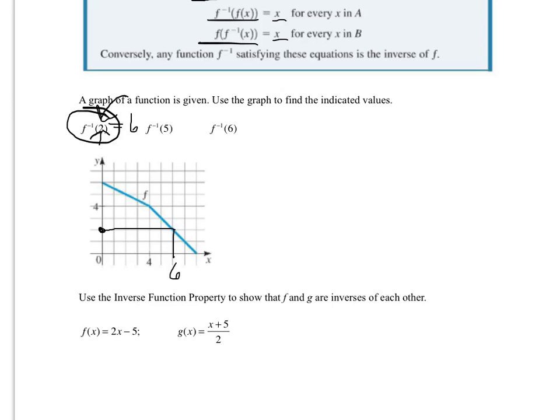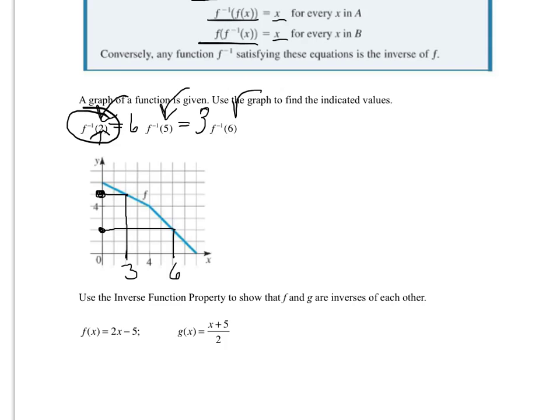What about f inverse of 5? Again, the domain of f inverse is the range of f. So that means this 5 is in the range of f. So where's 5 on the range of f? Here's 5 on the range of f. So what's the function value? What's the number that we have to use in order to get a 5? Well, we go to the graph, we find the point on the graph, and then from there we read the x value. The x value is 3. So f inverse of 5 is 3.